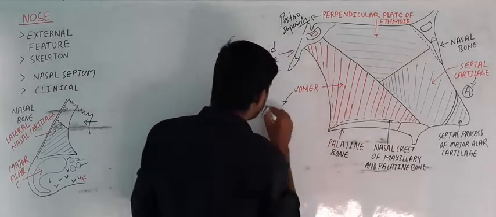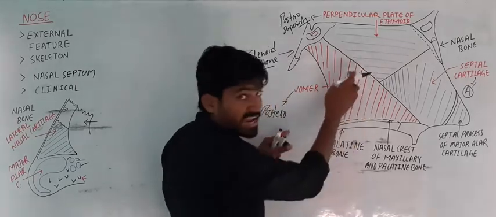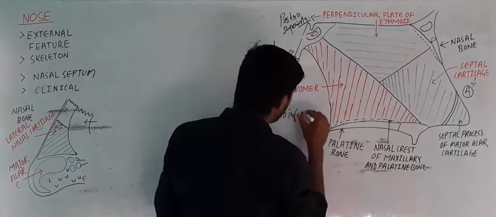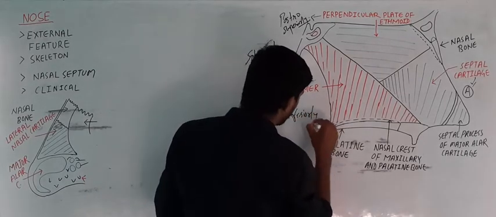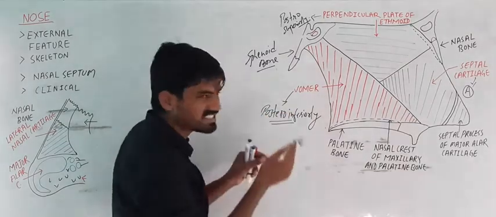So vomer is posteriorly, and this is the superior. So this is inferior. So this is inferiorly. So vomer is inferiorly. Okay, this is the direction.